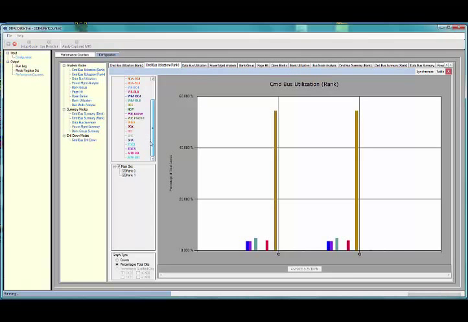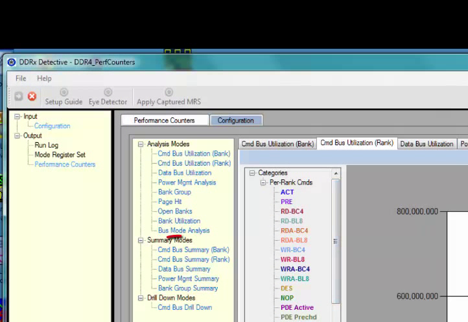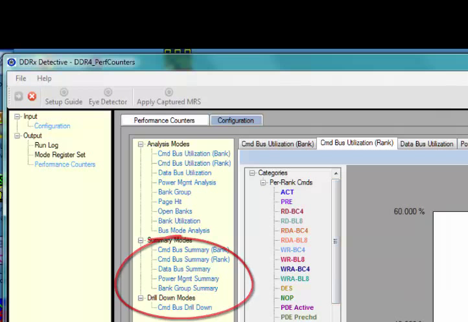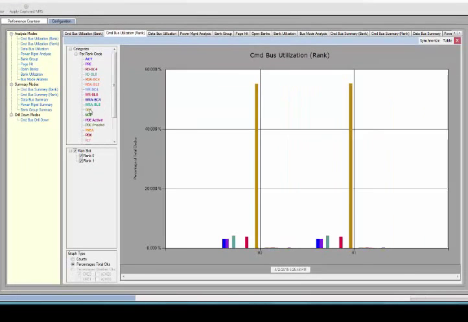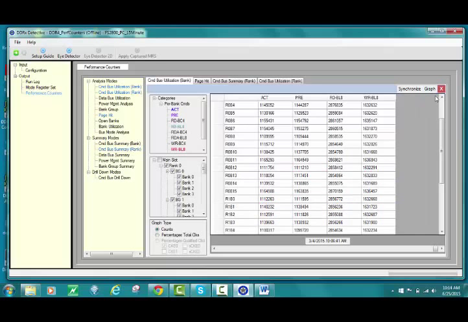By clicking on performance counters in the output pane, the user has 9 different analysis modes available along with summary modes and drill down modes. All of the modes allow the user to get a complete and in-depth look at the computer memory operations, along with the options for seeing the data in a table or graph format.